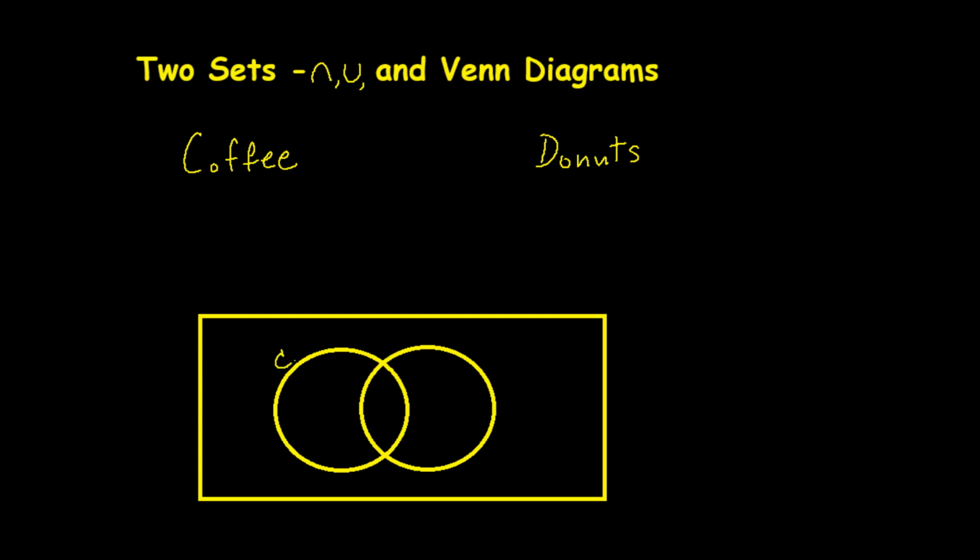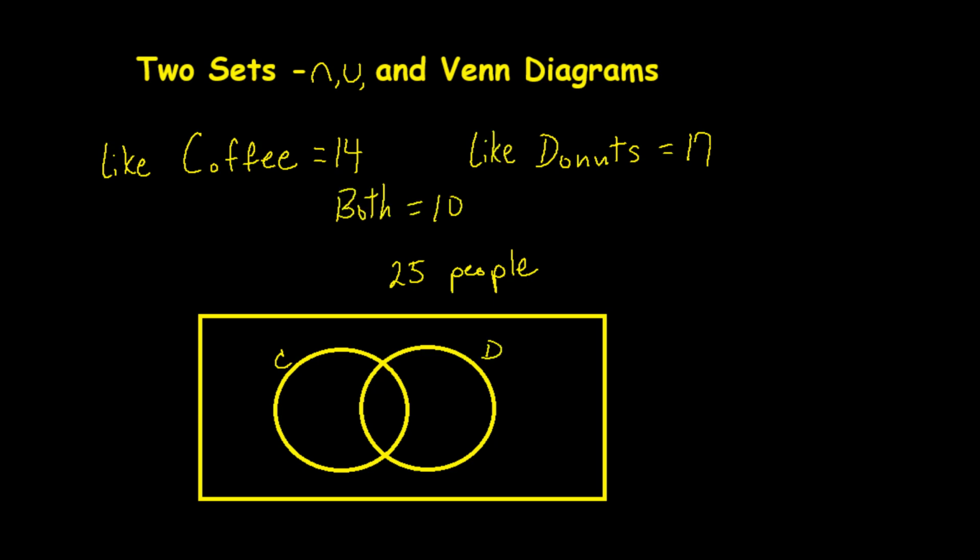So if we had a circle here that represents all the people that like coffee, and say we interviewed 25 people. If 14 of those 25 people like coffee, and if 17 of those 25 people like donuts, and 10 people say they like both. Using this information, how can we complete the Venn diagram for these two sets?